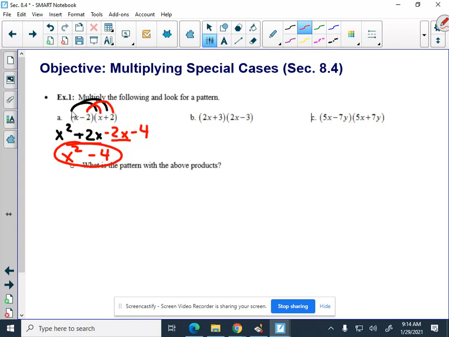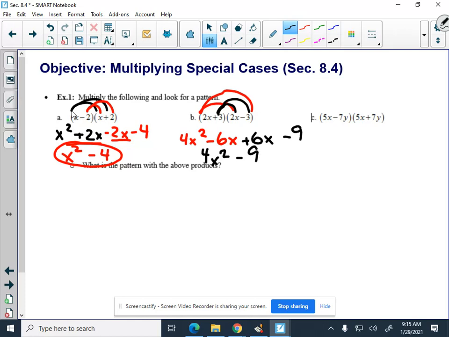So the next one, 2x times 2x is 4x squared. 2x times negative 3 is negative 6x. 3 times 2x is positive 6x. And 3 times negative 3 is negative 9. Now, do you notice something? What's going to happen to those two terms again? 0, 4x squared minus 9.